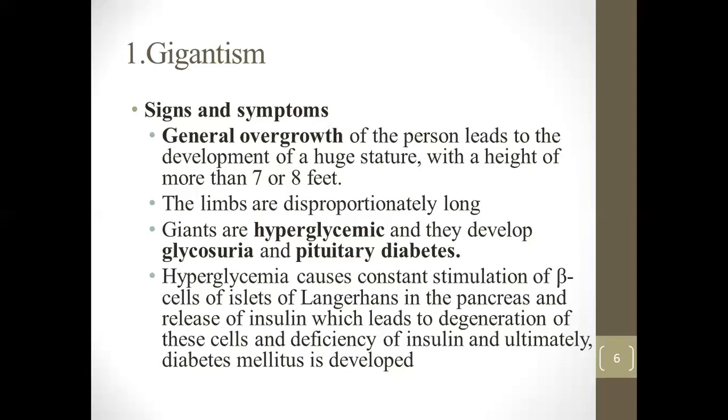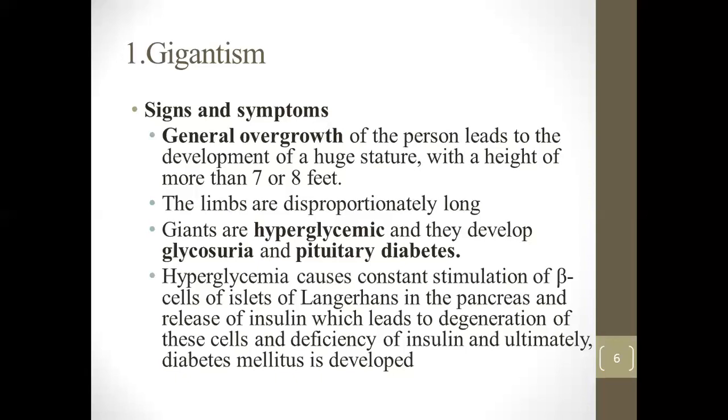When hyperglycemia occurs due to the hypersecretion of growth hormone, it will cause exhaustion of the islets of Langerhans cells that secrete insulin. These exhausted cells will then be deficient in secreting insulin. When the level of insulin is decreased in the blood, hyperglycemia will occur, and this state is also known as pituitary diabetes.